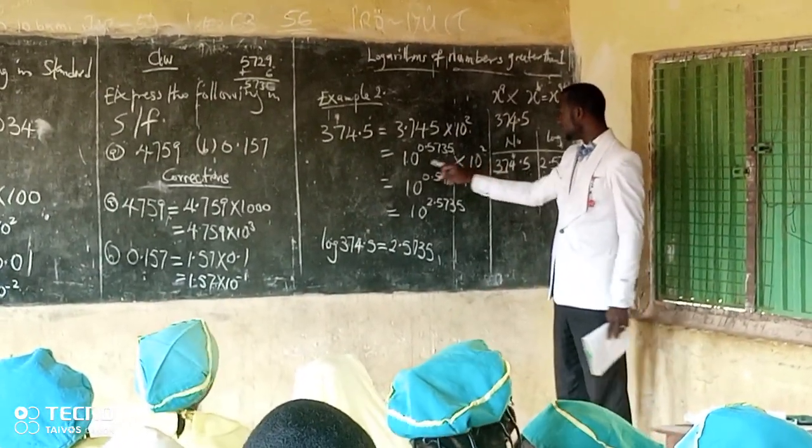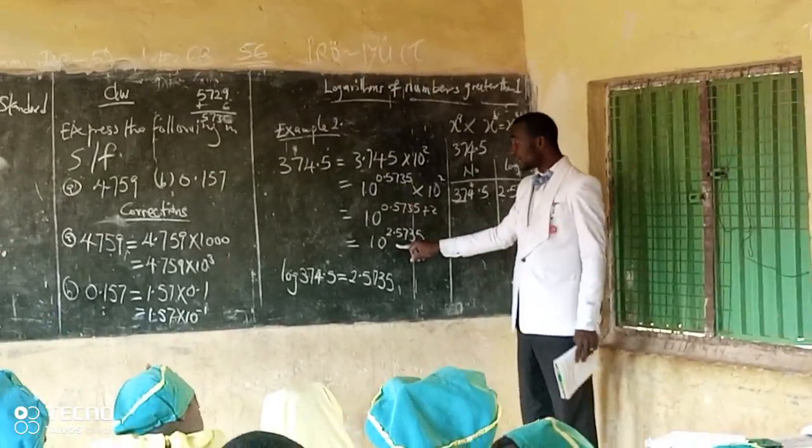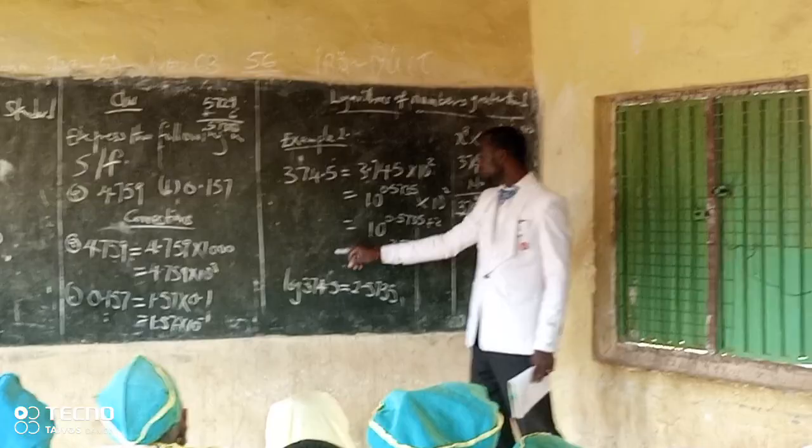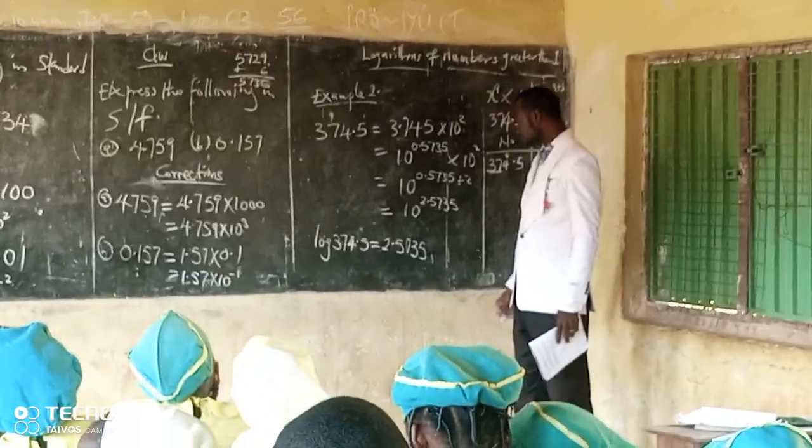The law of this is to make this one turn to addition. Adding this together, we still have this, which means to check the logarithm of this, you have this.